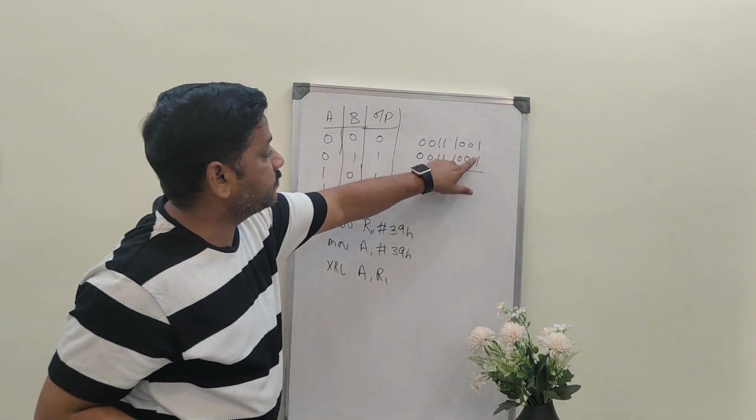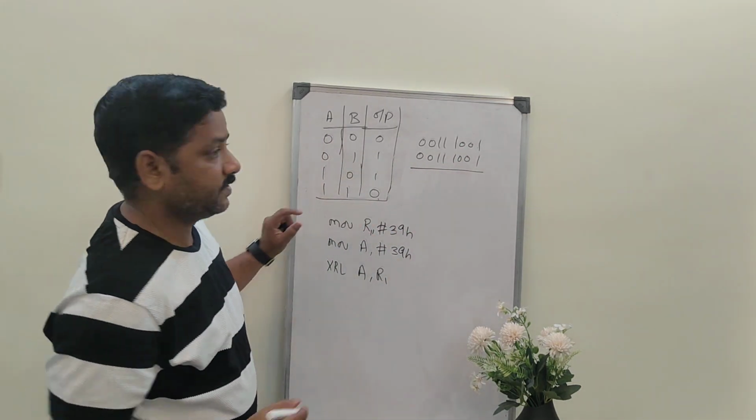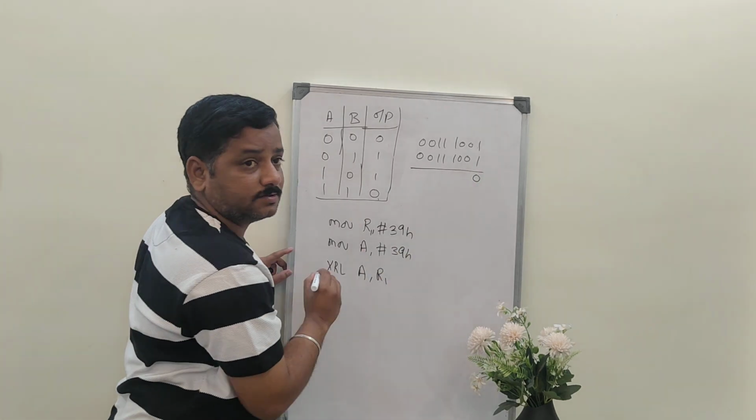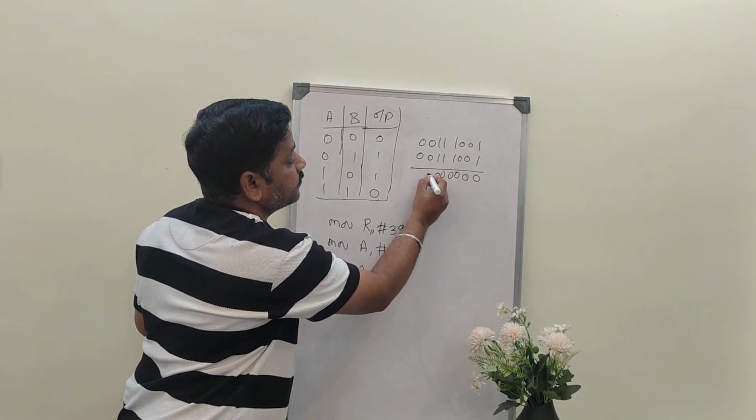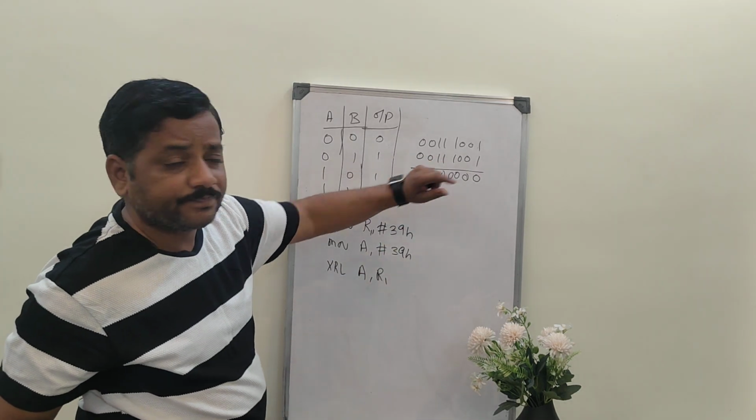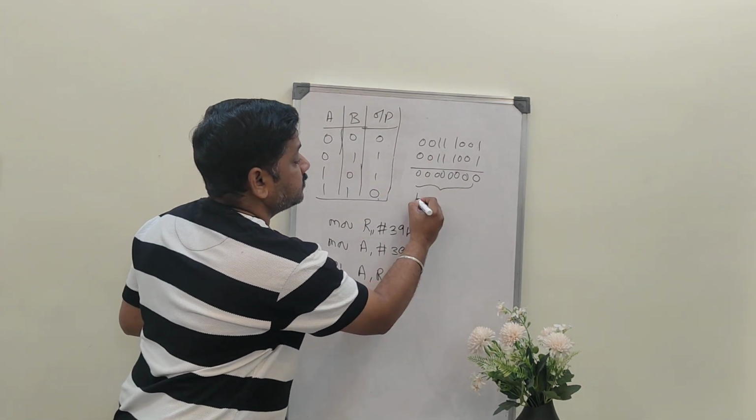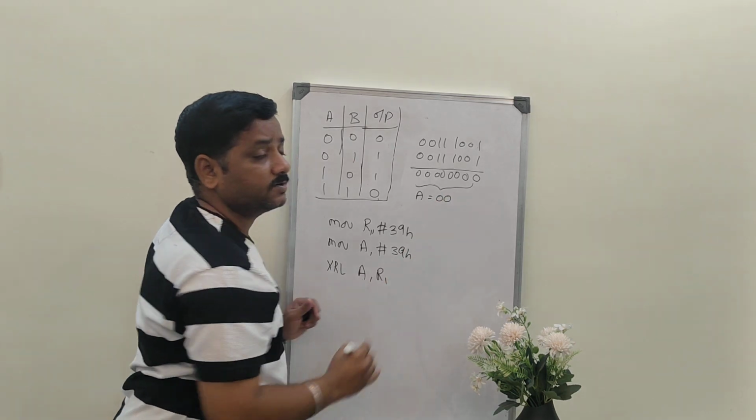When you have same inputs, what is the output? It is 0. So 1 XOR 1 is 0. These are all same input, same input. If you have same input, output will be 0. That's it. So all are same. So what you can see here, this will be stored in accumulator. In accumulator, what did I get?